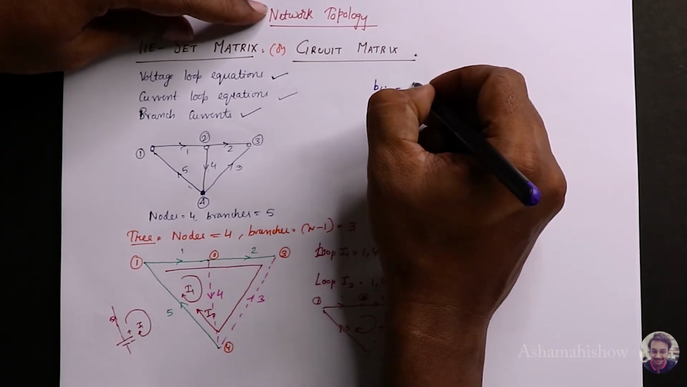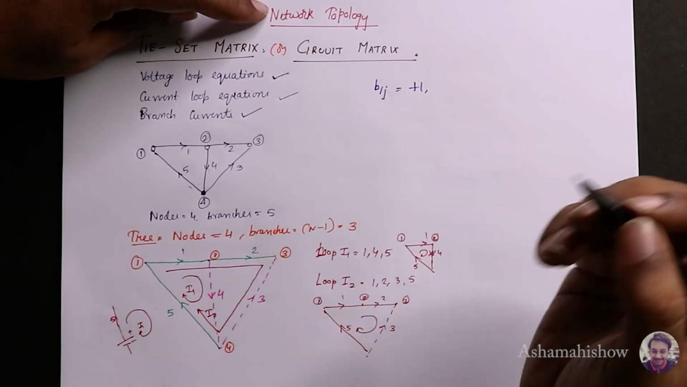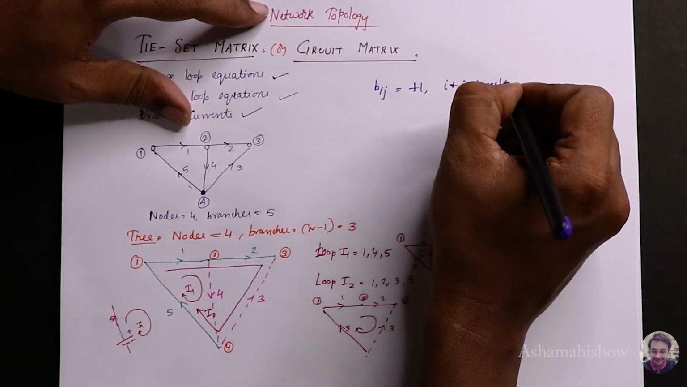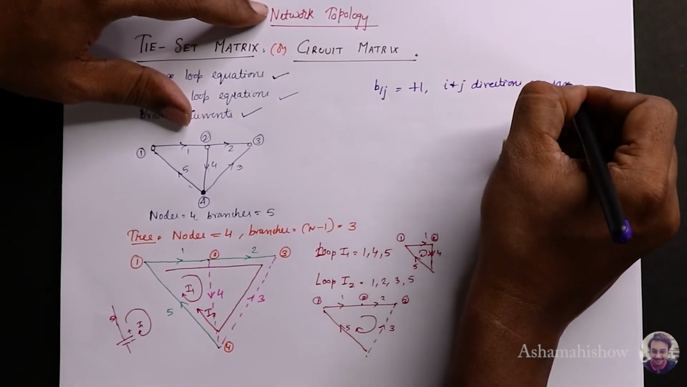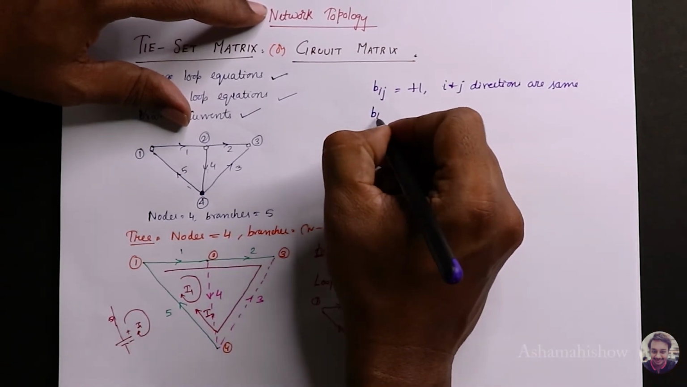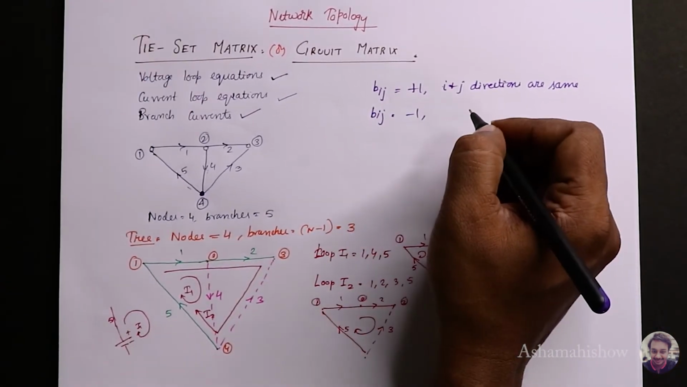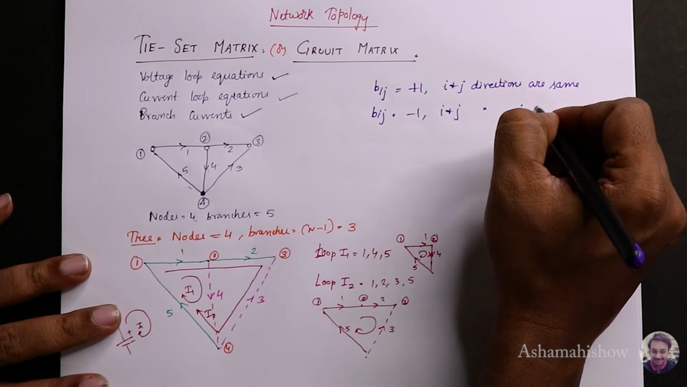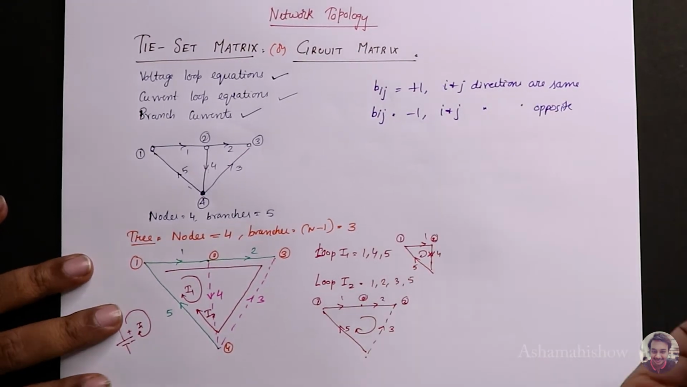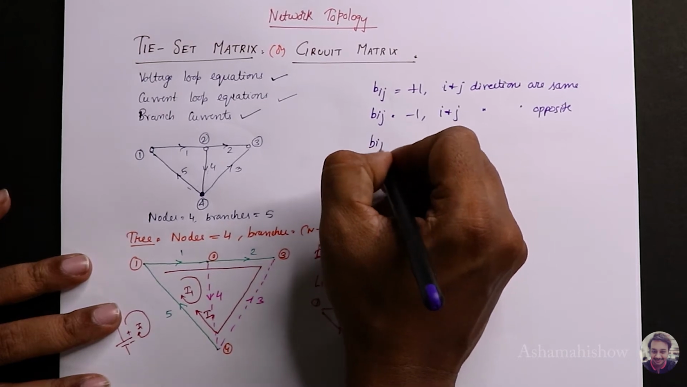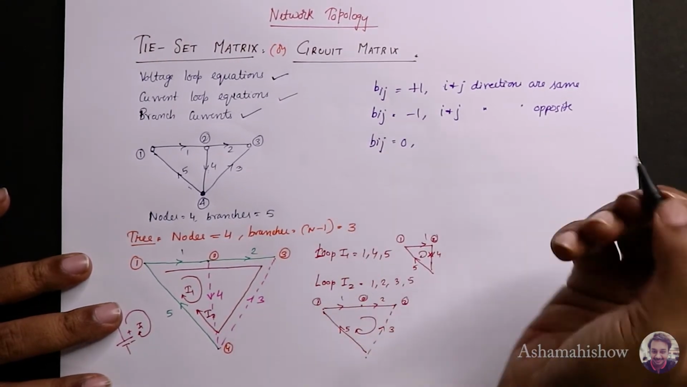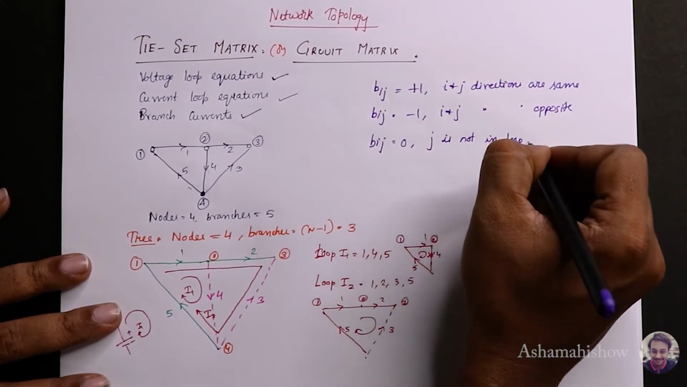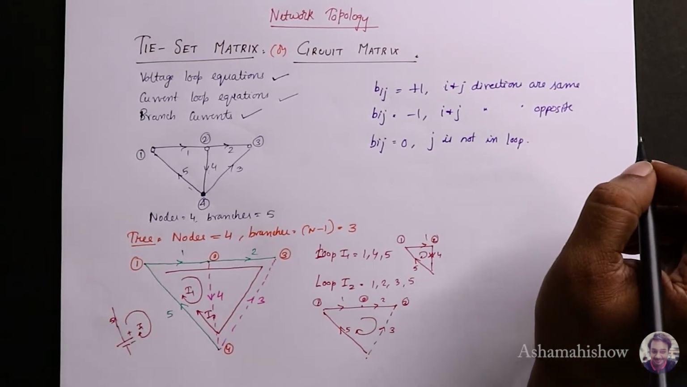Your Bij equal to plus 1 when your loop and the branch directions are the same, maybe their orientation is the same. And your Bij equal to minus 1 when the directions are opposite or not the same. And your Bij equal to 0 means that your branch J is not in the loop which we are considering.